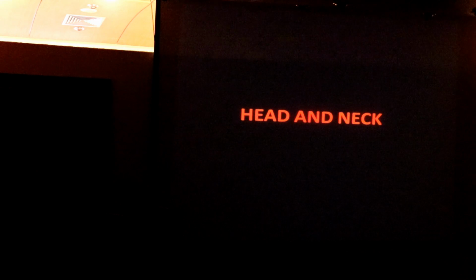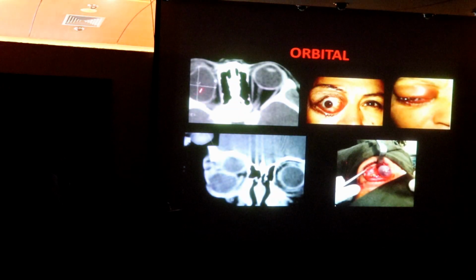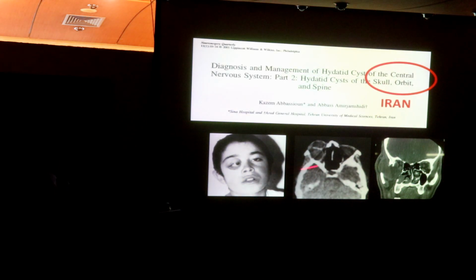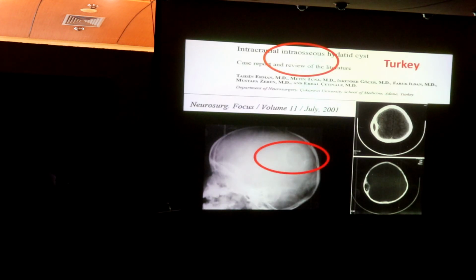Let's see what happens to the head and neck. It can affect the orbit. It can affect the skull and the orbit like this. Again, a paper from Iran. This is an intraosseous cyst inside the bone.